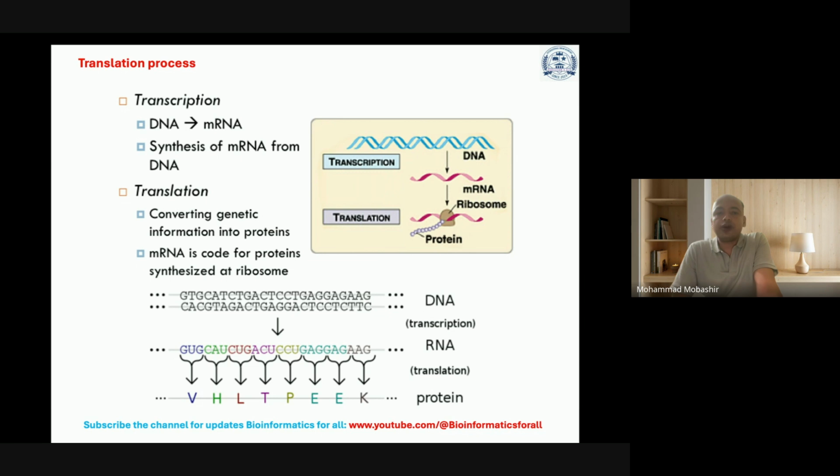mRNA is code for proteins which are synthesized at ribosomes. So the proteins are synthesized at ribosomes. And here the sequences are representing the DNA, which is double-stranded ATGC strand. And this is the RNA sequence, which you can see as a single strand. And then this single strand mRNA is converted to protein. So this is from transcription to translation, you can clearly see here.